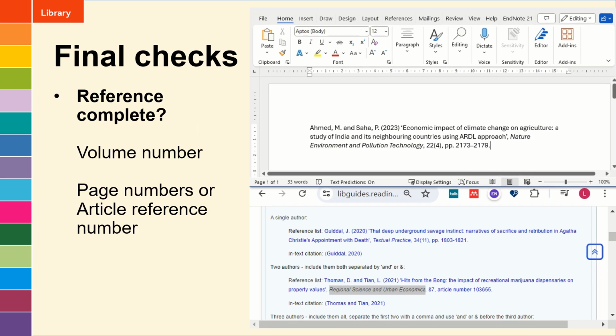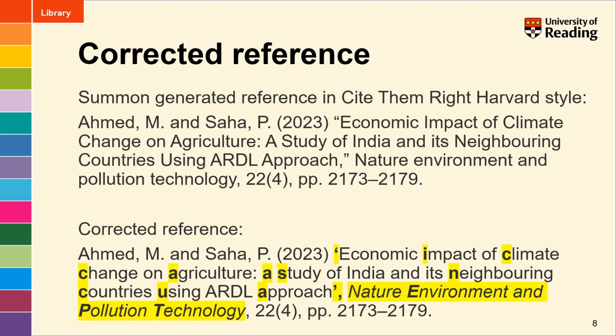And as a final check, just make sure your reference is complete. So for journal article references, you need to have a volume number, possibly an issue number as well, and you should have page numbers or an article reference number at the end. This slide just shows all those changes applied to our reference for punctuation, capitalisation and formatting.